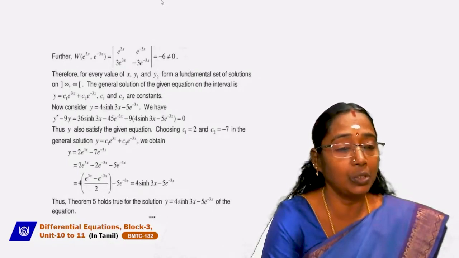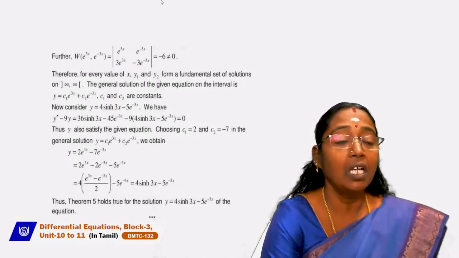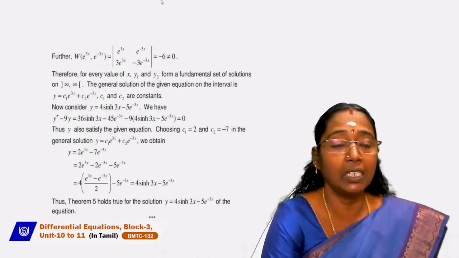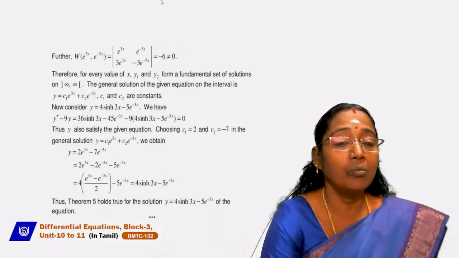We have to substitute this y in the given differential equation, namely y double dash minus 9y. Substitute what is y dash? y dash equal to 4 cosh 3x into 3 and then minus 5 into minus 3 e power minus 3x. So that is equal to 36 sinh 3x minus 45 e power minus 3x minus 9 into, again substitute the value of y.